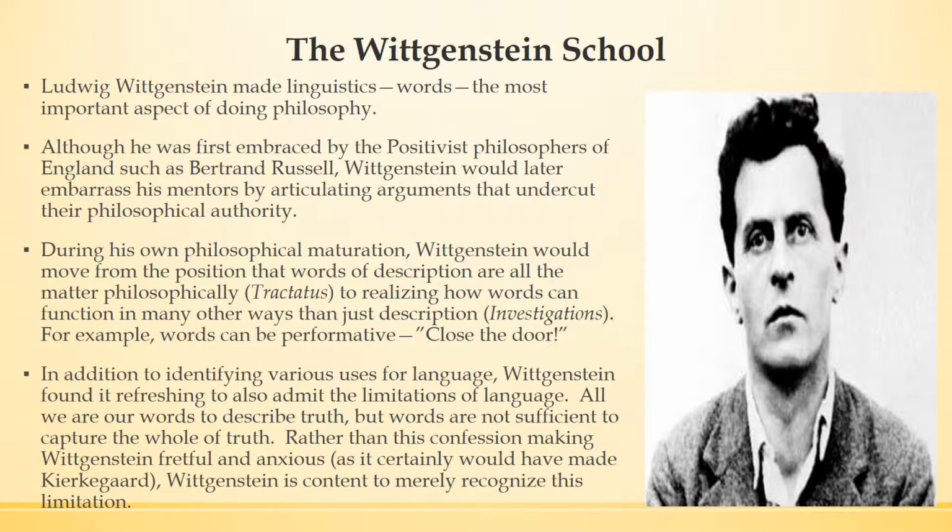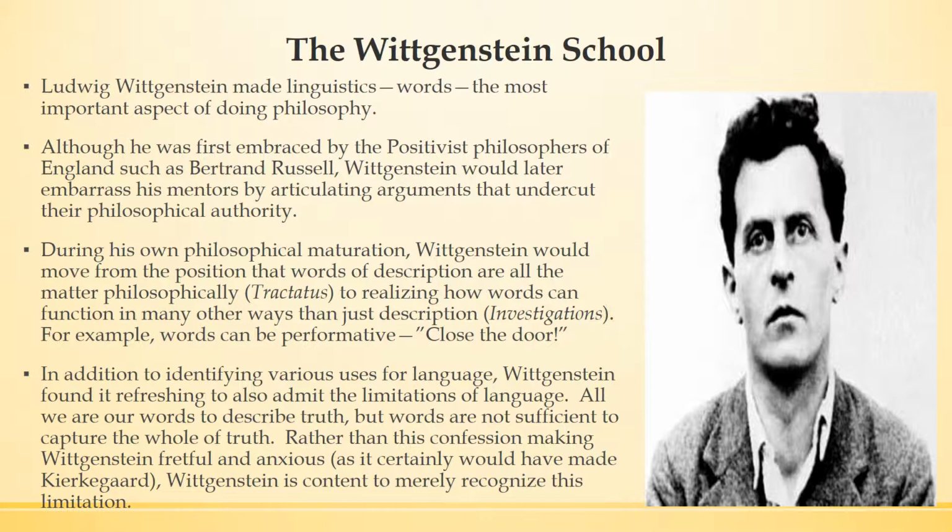Again, he was initially embraced by the positivist philosophers of England, such as Bertrand Russell, but eventually Wittgenstein would embarrass Russell and some other of his mentors by bringing forth arguments that undercut their philosophical authority. Wittgenstein would make it clear that through language, Russell and others could not possibly know some of the claims they were making. Again, this shows another element of postmodernity, of looking at the philosophies of previous days and sensing a sort of arrogance about it, of thinking that you can know far more than you actually can know.